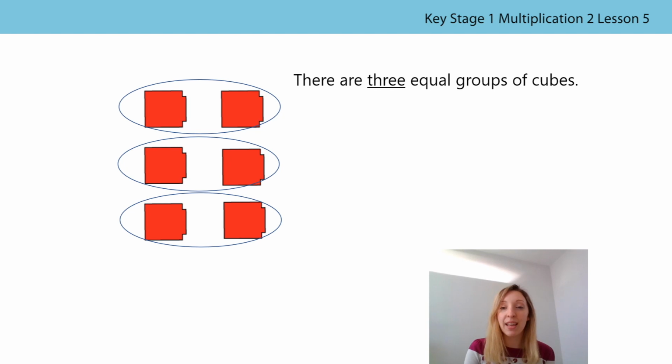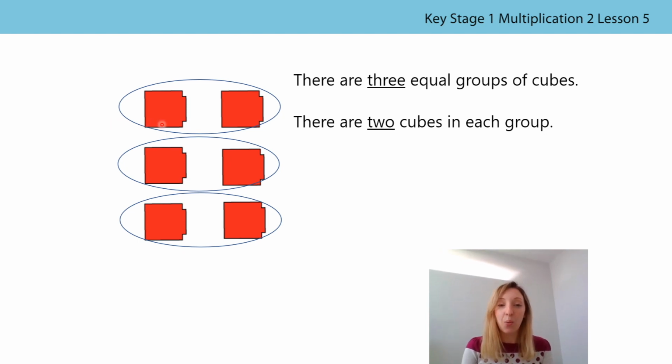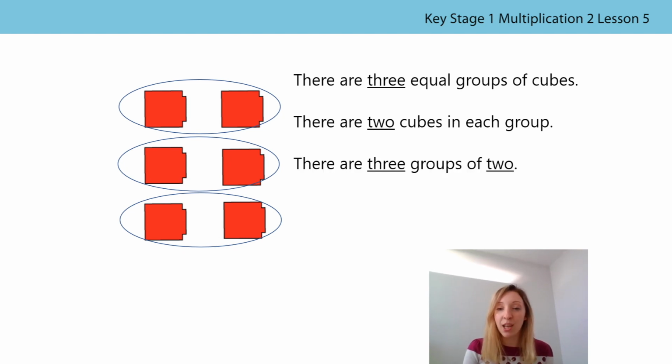You might have arranged your 6 objects like this. So this time, instead of there being 2 equal groups, how many equal groups are there? Fantastic, there are 3 equal groups of cubes. And how many cubes are in each group? That's right, there are 2 cubes in each group. And so then let's count our groups. 1 group of 2, 2 groups of 2, 3 groups of 2. Fantastic, there are 3 groups of 2.